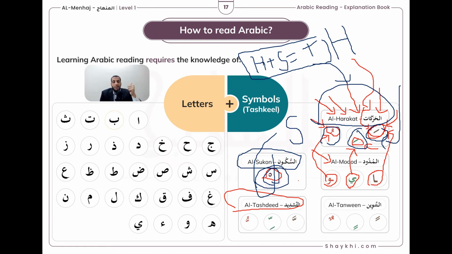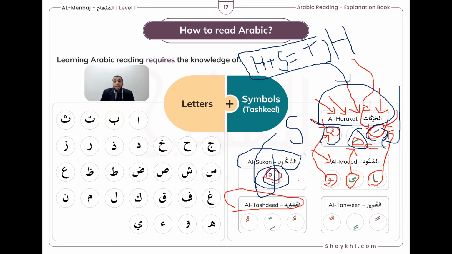So we have here now, who can tell me al-harakat? Okay, we have short vowel sound, long vowel sound, no vowel sound, short vowel sound with N, and short vowel sound combining with as-sukun. Al-harakat, al-mudud, al-sukun, al-tanween, and al-tajdeed.